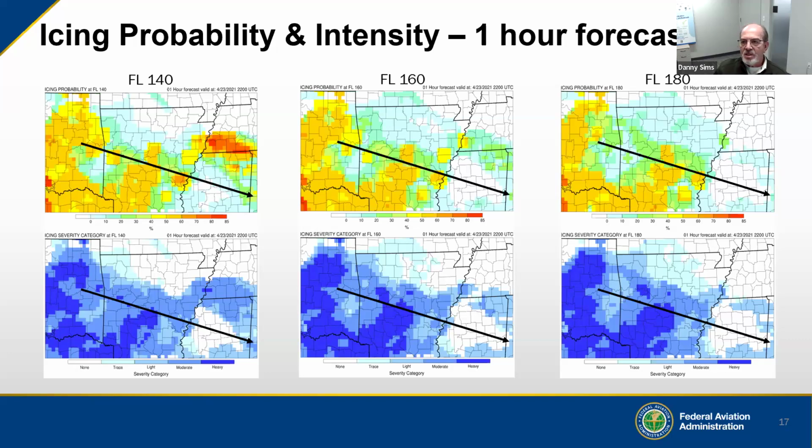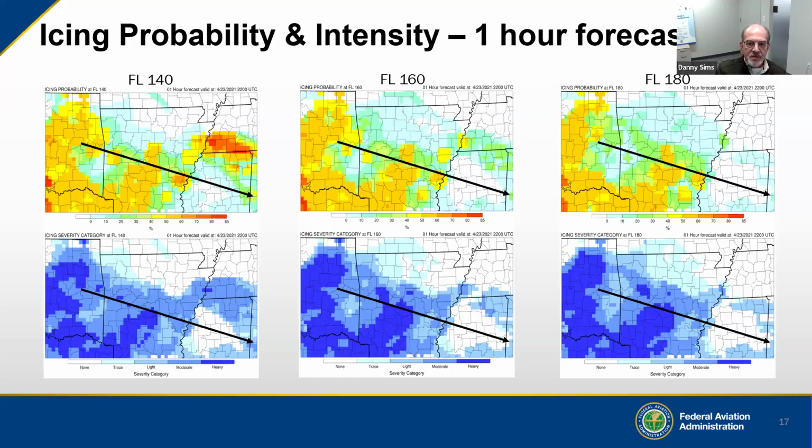Now, what the icing probability tells you is just simply that there is the likelihood of icing. It doesn't give you any indication of the type of icing or the intensity of the icing. But the bottom row does give intensity or severity. And so also from left to right here, flight level 14,000, 16,000, 18,000 shows that in addition to the high probabilities, this airplane is going to be flying through moderate to heavy icing conditions along its planned route of flight.